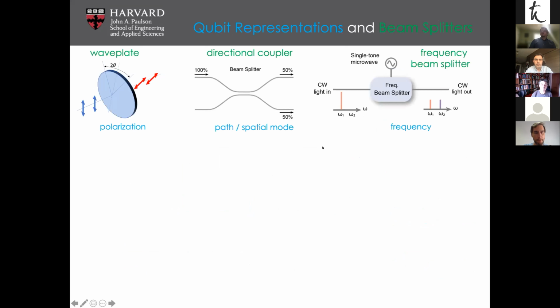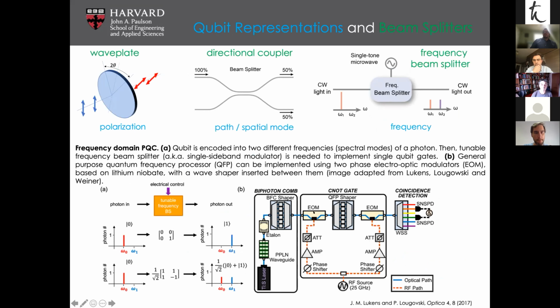And skip a few slides, but it turns out if you dial down the microwave power, this frequency shifter becomes a frequency beam splitter. It's equivalent, a frequency equivalent to a spatial directional coupler or a wave plate for polarization encoding of the qubit. So using this device, we are really thinking we can maybe implement these ideas put forward by Joe Lukens and Pavel Lougovski on using the frequency domain of photons to do photonic quantum computation, linear optical quantum computing, where basically we rely on some electro-optic effects and wave shaping. We think we can actually address this with our device.